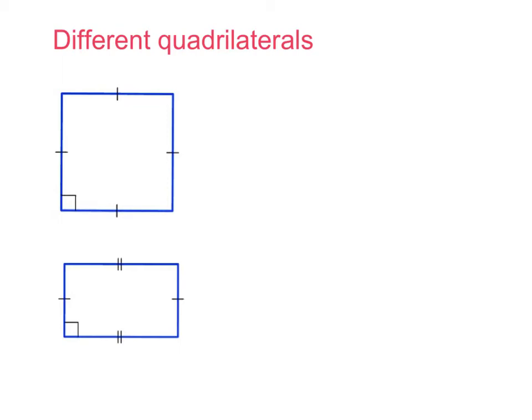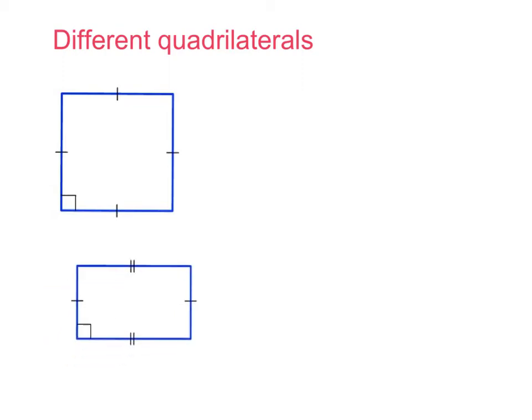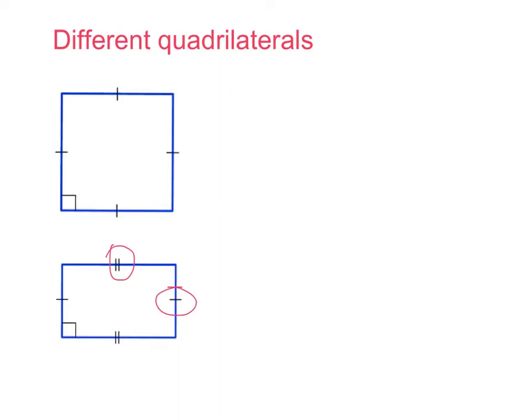Well, we can tell that this side here and this side here are equal. We can also tell that this side here and this side here are equal. How do we know that? We know that based on the annotations. We also know that this side here and that side there aren't equal. How do we know that? Because our annotations are different.